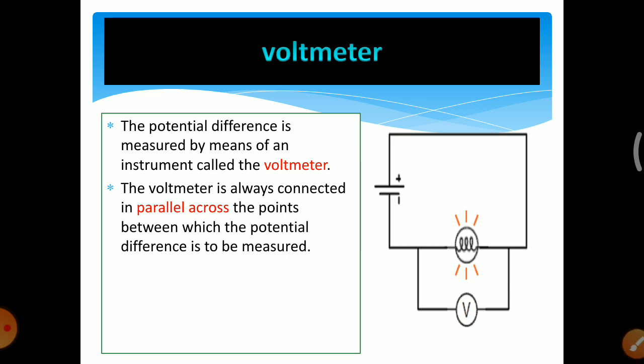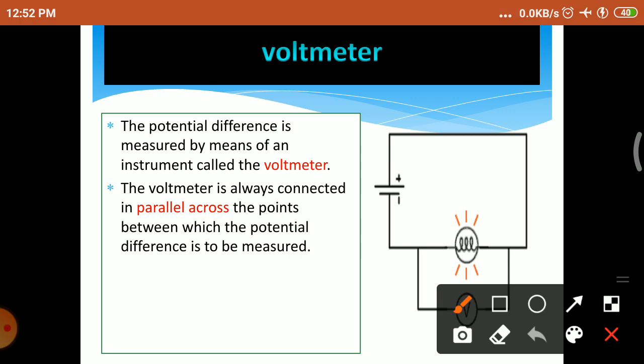The potential difference is measured by means of an instrument called the voltmeter. So using a voltmeter, we can measure the potential difference between 2 points. The voltmeter is always connected in parallel across the points between which the potential difference is to be measured. In electric current, we know that the ammeter is used to measure the electric current. The ammeter is always connected in series. But if you measure the potential difference between 2 points, you have to connect the voltmeter across the points.